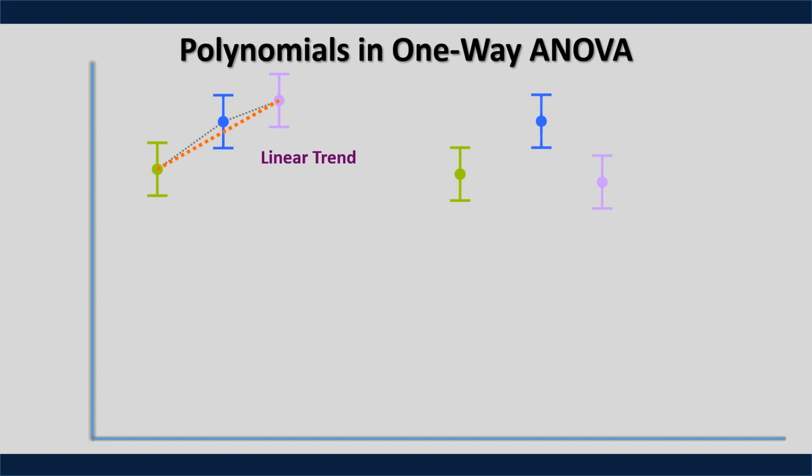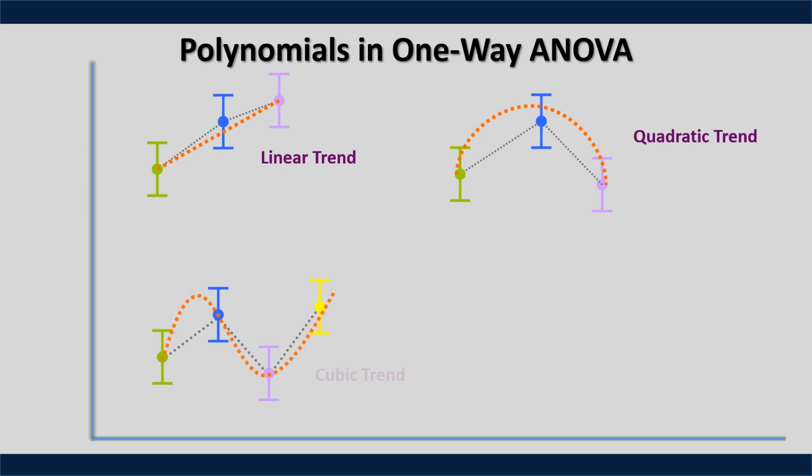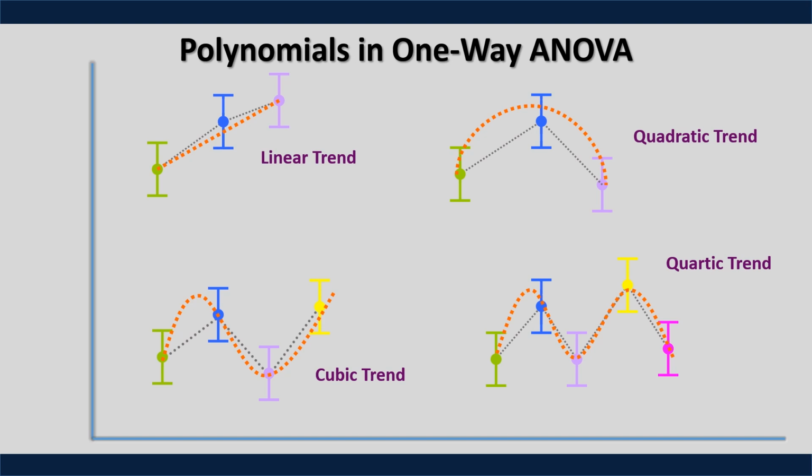If the means are arranged to look something like this, where there's a single knot or turn in them, it's called a quadratic trend. Two turns or knots, as seen here, is what is called a cubic trend. And the quartic trend has 3 knots. The broader point that I want you to understand and take away is that these polynomial trends in ANOVA can be tested so long as you have some a priori theoretical justification for testing them.